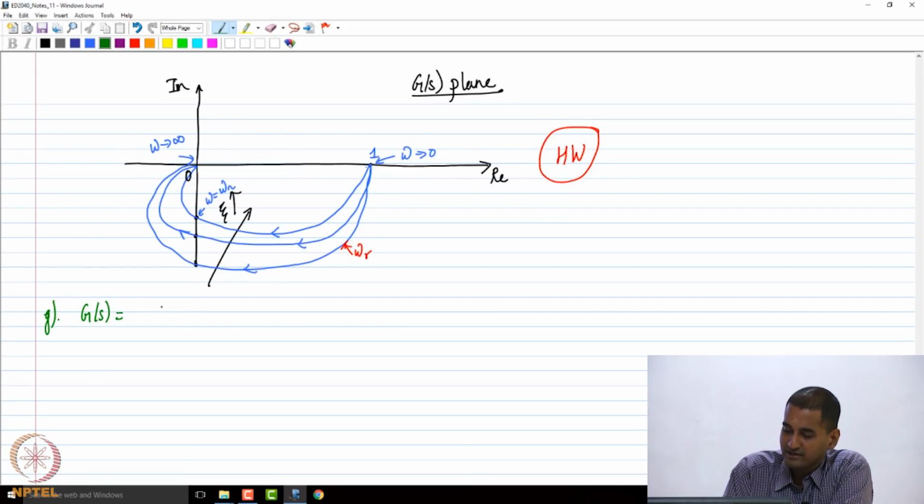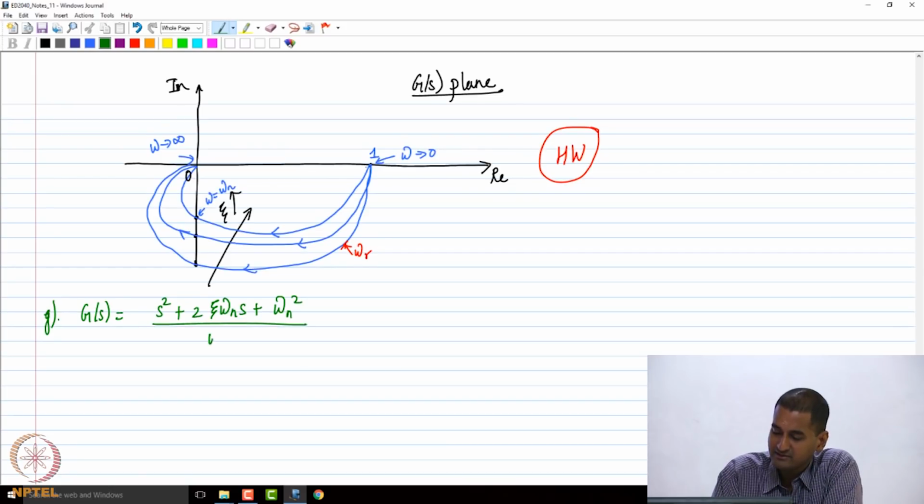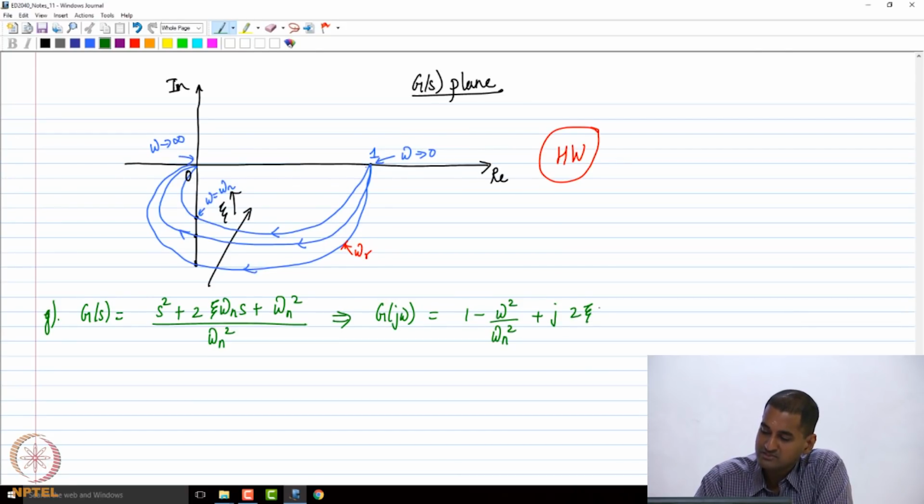It's going to be s squared plus 2 zeta omega n s plus omega n squared, divided by omega n squared. So this implies that G of j omega is going to be 1 minus omega squared by omega n squared plus j times 2 zeta omega by omega n. That's the real part and the imaginary part.